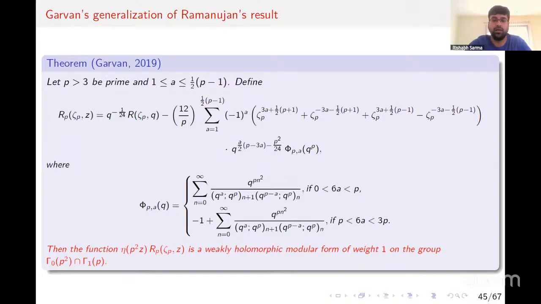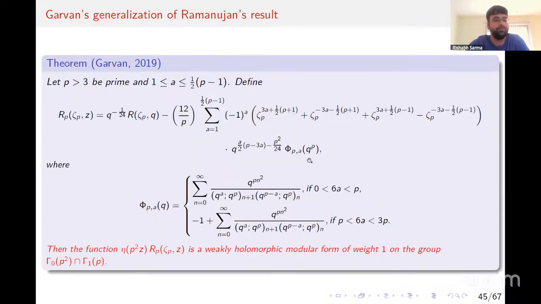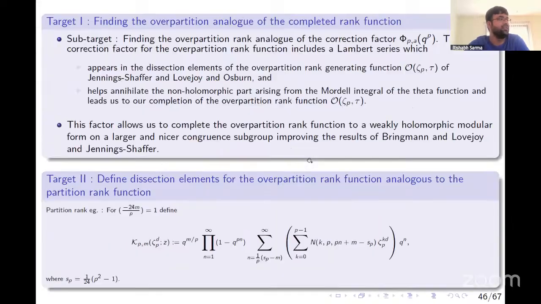As I said, finding the symmetry result for the overpartition rank involved finding an analog of this result, which I talk about in this block. This factor allows us to complete finding that factor, which will be analogous to this factor over here, or phi_p over here, and allows us to complete the overpartition rank function to a weakly holomorphic modular form on a larger and nicer congruence subgroup, improving the results of Bringmann and Lovejoy and that of Jennings-Schaefer.